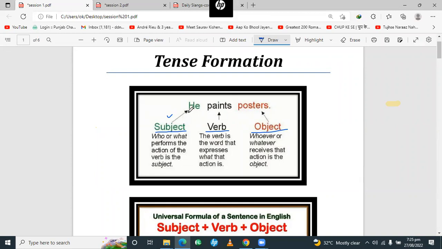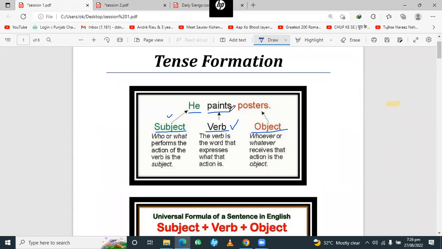In this sentence, he paints posters. He is the subject. What is the reason? Because he is doing something. He is performing the action. He is performing the work. Next one is verb. Now verbs have a lot of different kinds, like modal verbs, helping verbs, and main verbs, which is the action verb. This is the main verb we are talking about here. The main verb is basically any kind of expression, any kind of work, any kind of activity, any kind of performance which is being done in a sentence.